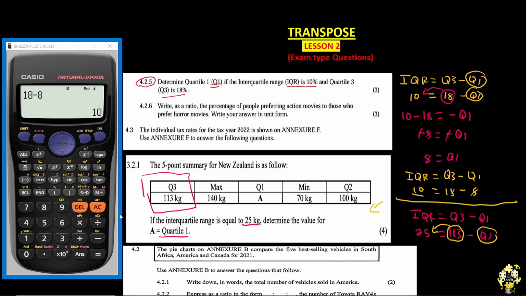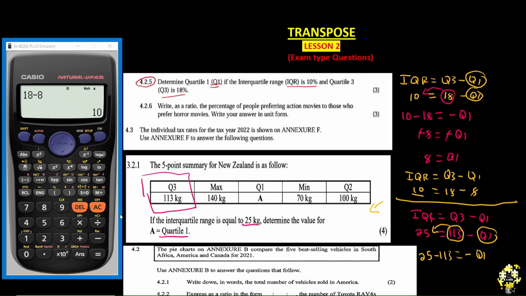Any number given by itself is positive. If it goes to the left, it has to be a negative, or if it goes to the other side, it has to be a negative. Now we are going to say 25, and then we are going to subtract 113. We are going to get equals to negative Q1. Yes, it still has to have a negative. We haven't done anything to it.